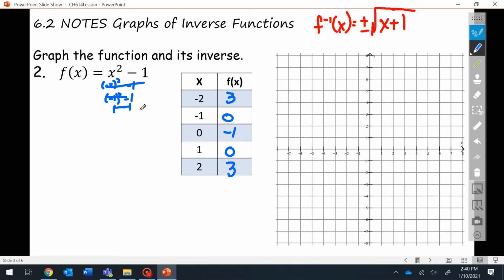So let's graph what this function looks like, x squared minus 1. We have the first ordered pair, negative 2, 3. Second ordered pair, negative 1, 0. Third ordered pair, 0, negative 1. Fourth ordered pair, 1, 0. And the last one is 2, 3. So this one, f of x, is a quadratic. It's a parabola. It looks like this.